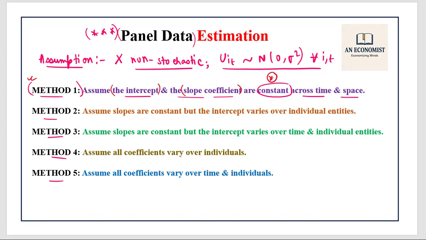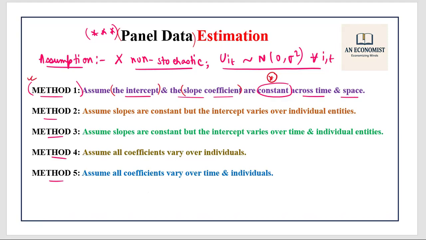If you have seen the previous video, there I have explained that the basic usage of panel data is to control for individual specific heterogeneity. I have explained this terminology, individual specific heterogeneity. Now, if you assume that your intercept and your slope coefficients are literally constant, then you cannot explain that individual specific heterogeneity. And that will be a major drawback for this particular method.